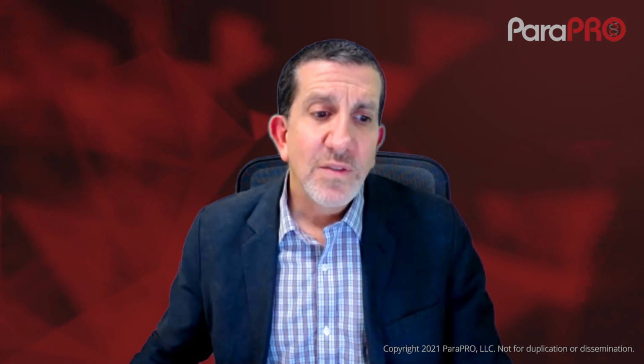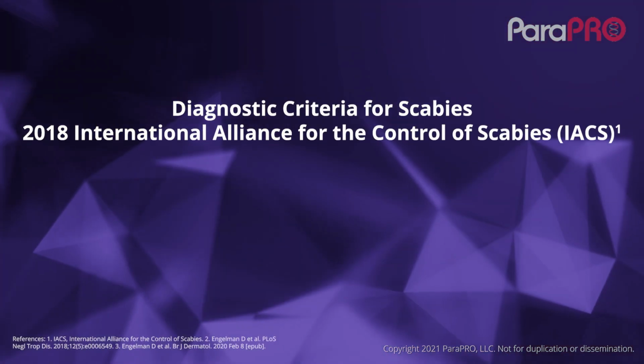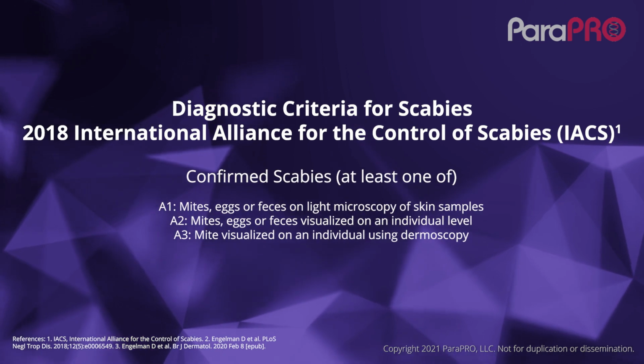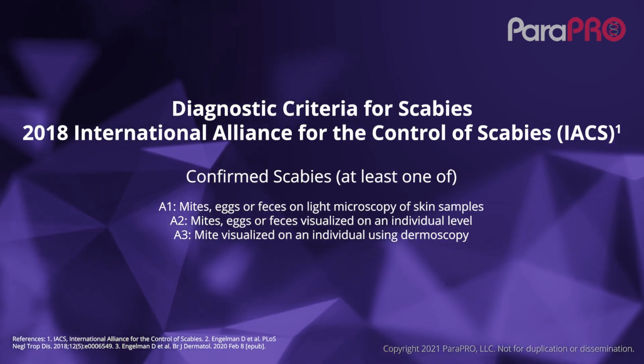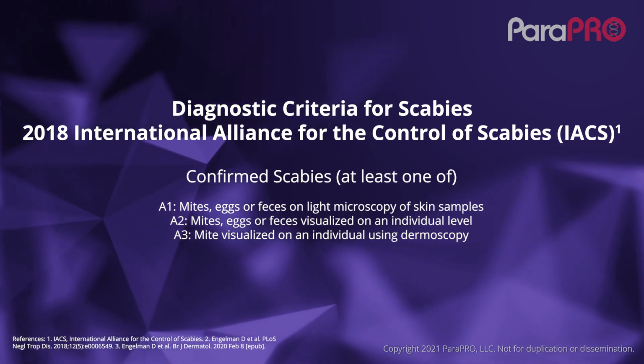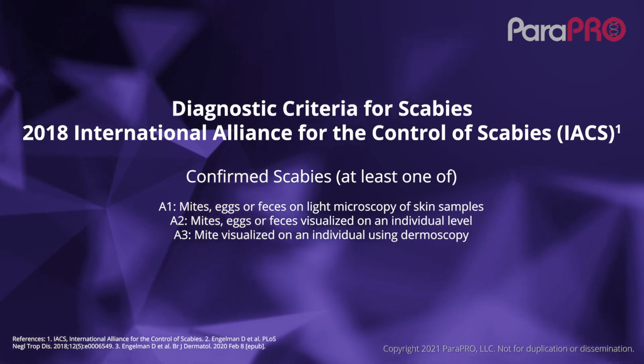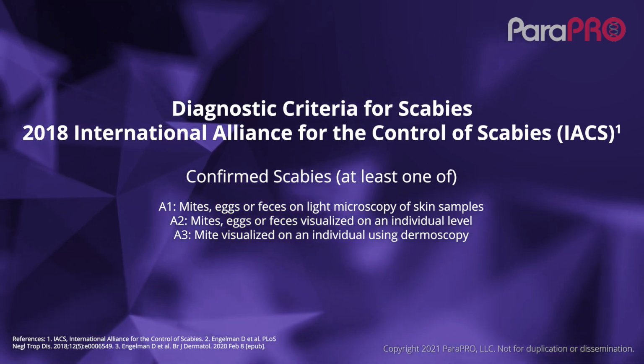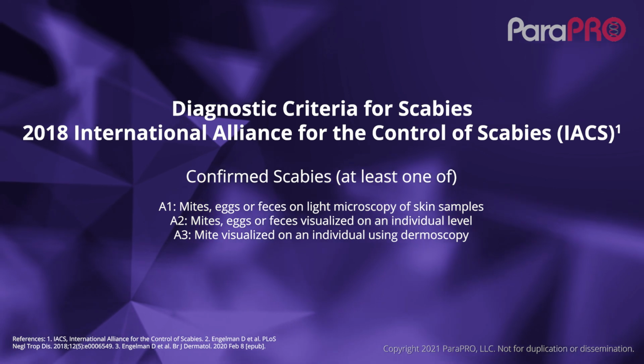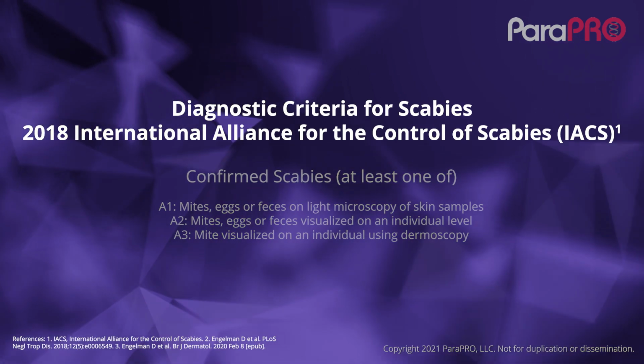Now, there are diagnostic criteria for scabies, so important to know this. You can see the table on the left shows these diagnostic criteria, and these were criteria that were designed by a group called the International Alliance for the Control of Scabies. You can see you can make the diagnosis of confirmed scabies with at least one of those top three findings listed as A1, A2, and A3. So that's seeing mites, eggs, or feces via any of several different techniques we just discussed.